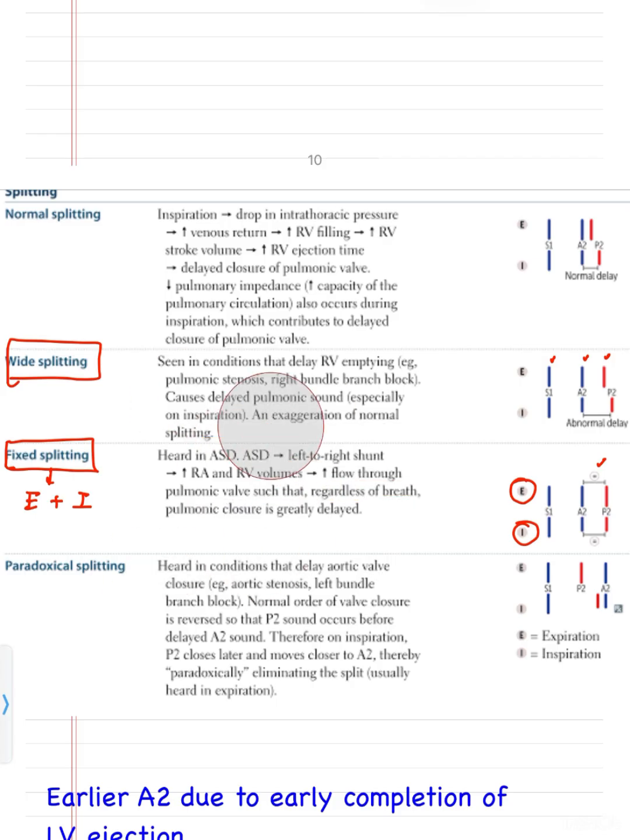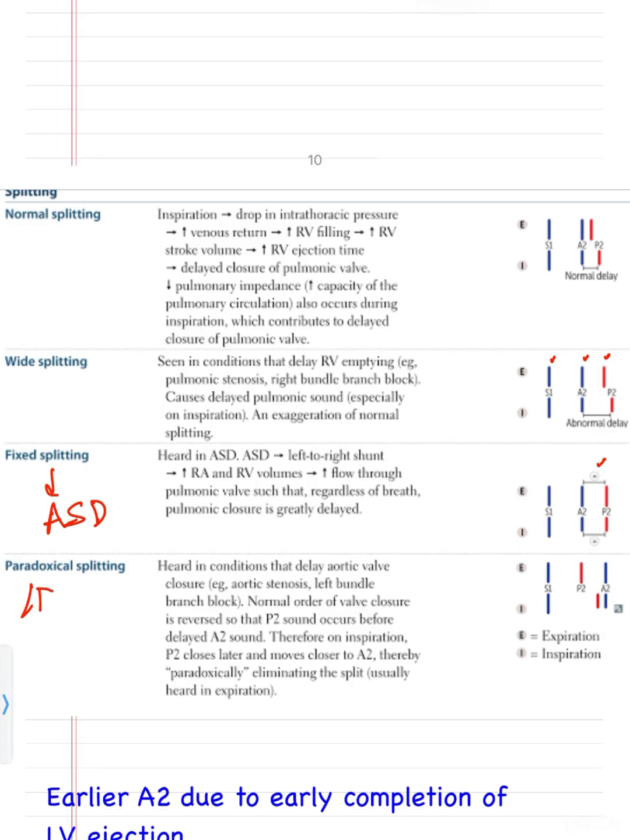In the case of wide splitting, the widening occurs only during inspiration, while in fixed splitting, it occurs in both inspiration and expiration, because in atrial septal defect the mechanism is operating in both conditions. So we have to remember fixed splitting occurs in the case of atrial septal defect.